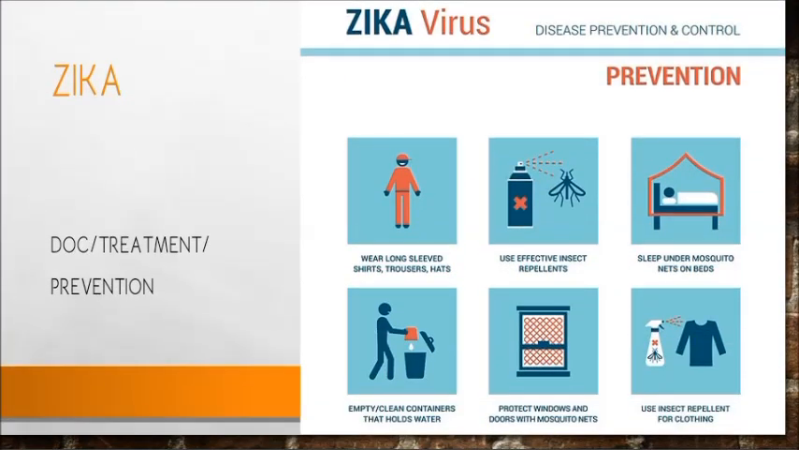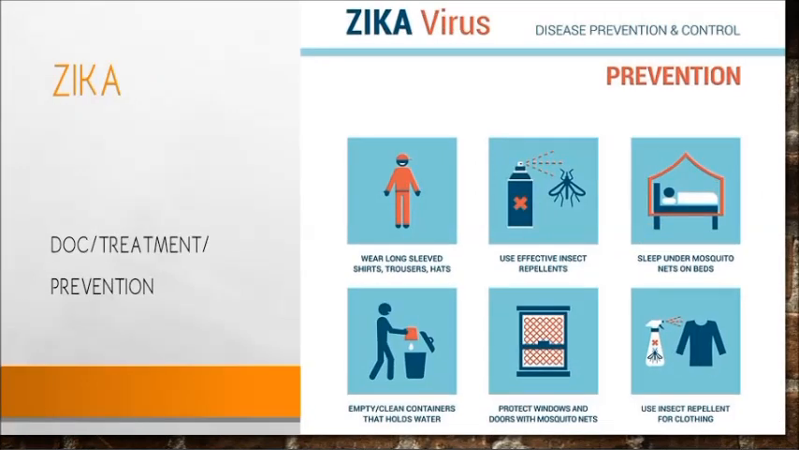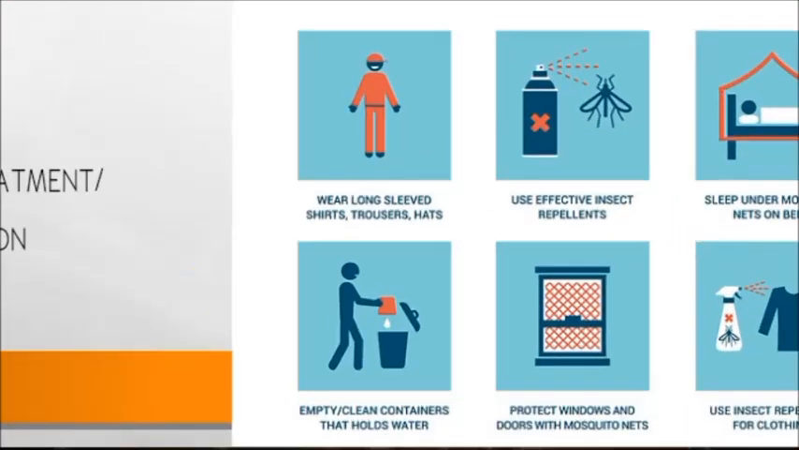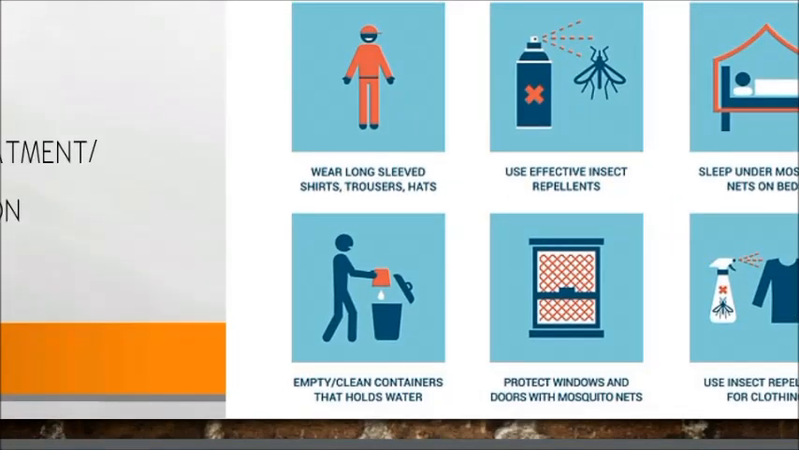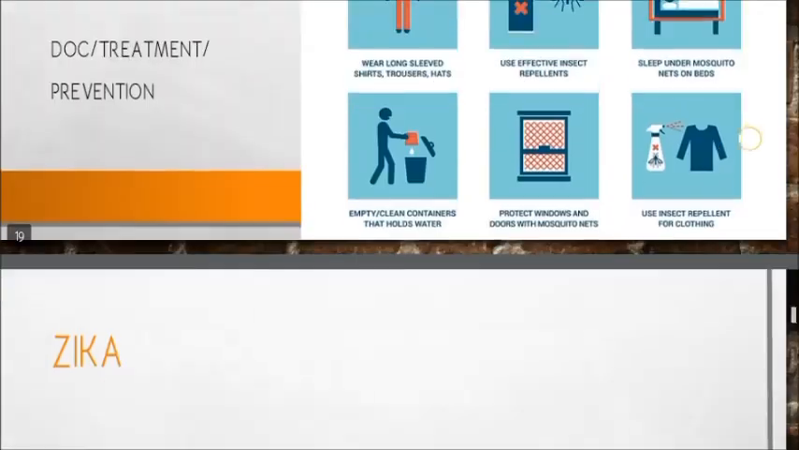For prevention, of course, like with other mosquito-borne diseases, wear long sleeve shirts and hats, and if possible, not in dark color because that's the color the mosquito is attracted to. Use effective insect repellents, sleep under mosquito nets on beds, empty or clean containers that hold water, protect windows and doors with mosquito nets or screens, and use insect repellent for clothing.